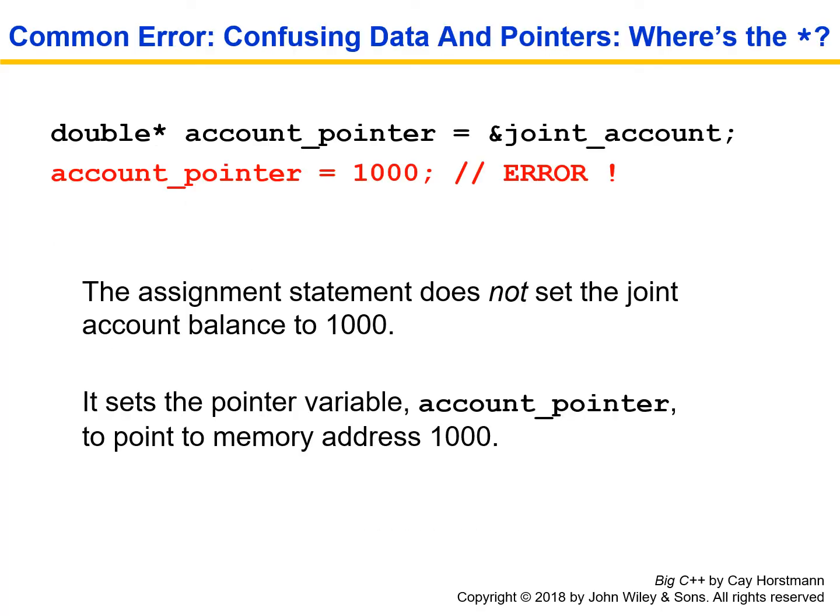Okay, which leads to another common error: assigning a value to a pointer while forgetting to put the star in front of the pointer's name. Count pointer = 1000 literally means you want the count pointer to point to memory address 1000, which might not even belong to your program. So that's not a legal statement. I mean, it's legal in C++, but it's not a recommended thing to do.